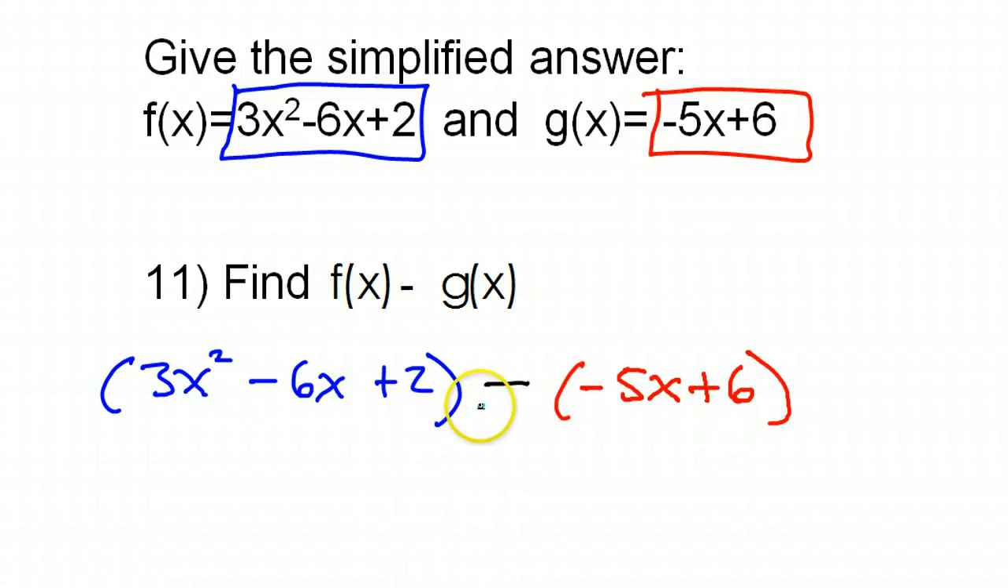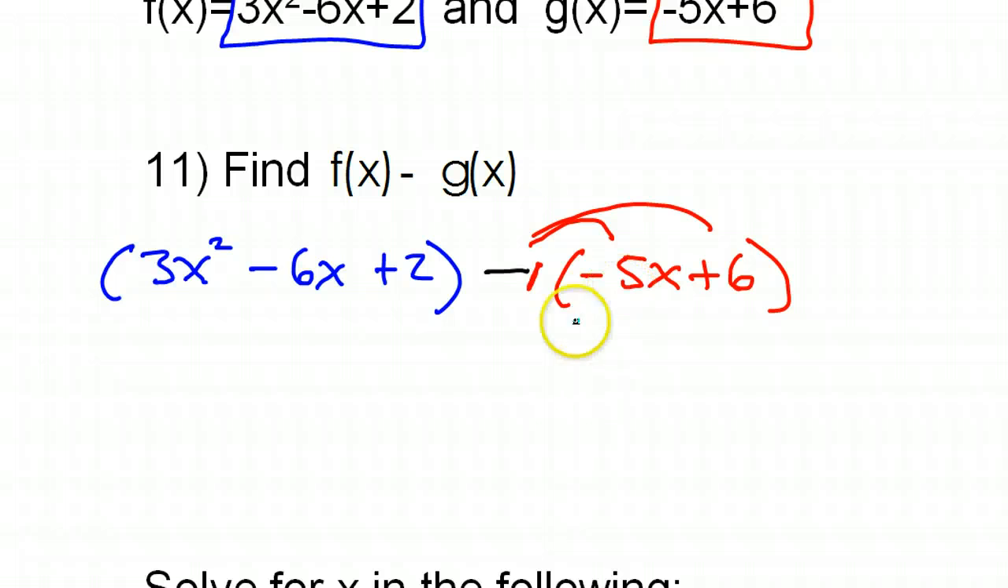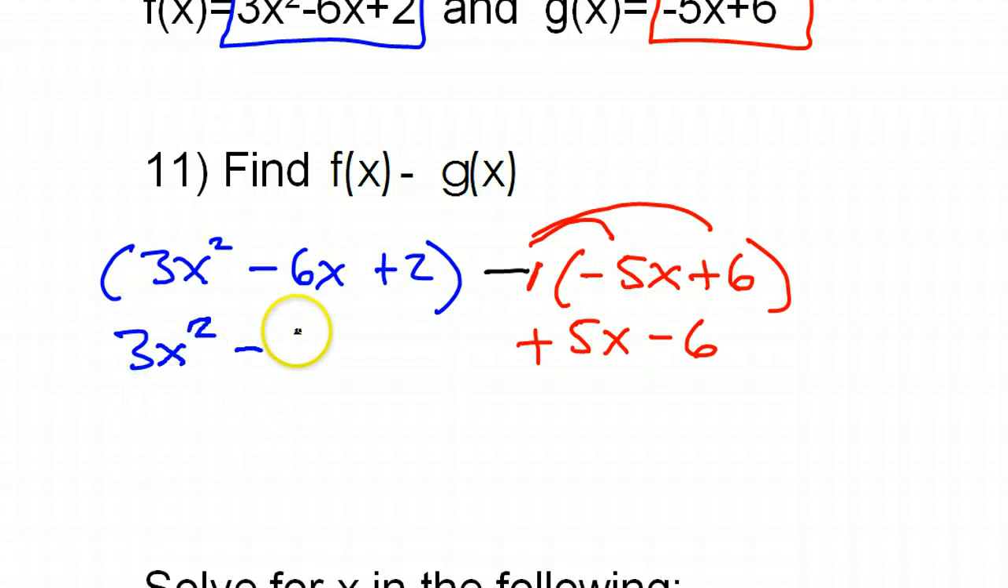Now this is especially important when you have a negative in front of parentheses, because you need to treat it like a -1, and you need to do the distributive property. So -1 times -5 is positive 5, so positive 5x, and -1 times positive 6 is -6. So you need to do that. Now function f here, there's nothing in front of the parentheses, so nothing to distribute, so I'll just take away the parentheses. Alright, after that it's just a matter of like terms.